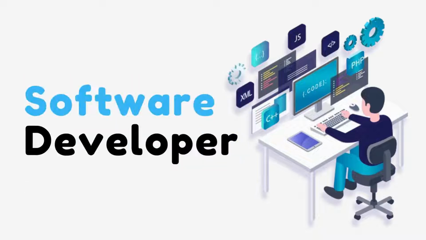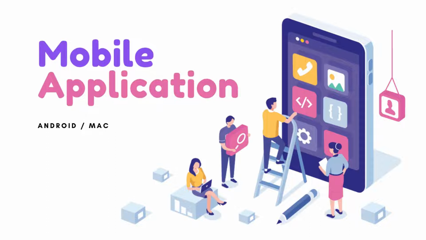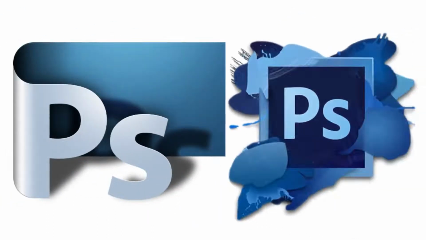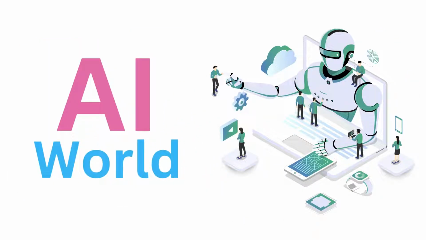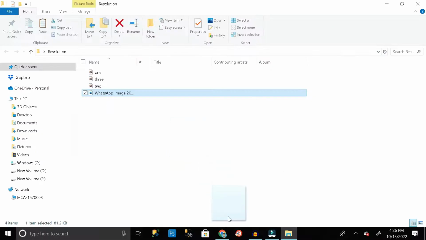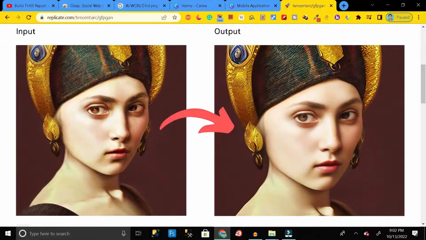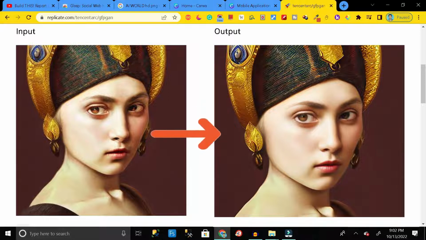Are you a software developer and still using mobile applications and Photoshop to increase the resolution of your image? Come on, this is the AI world. We do not need to do anything. AI and machine learning will do everything for us. So just drag and drop your low resolution image and get high resolution photos like this.